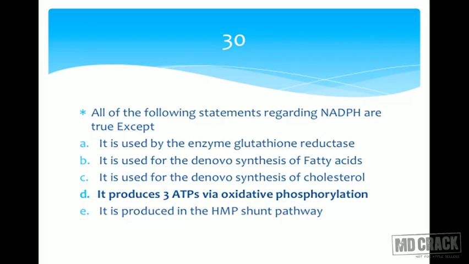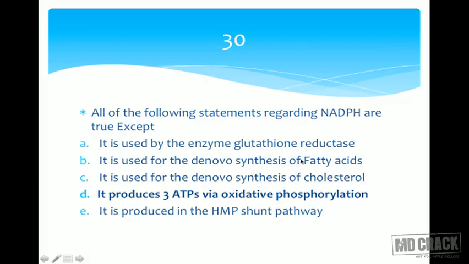NADPH never produces ATP. It is involved in all other things but never produces ATP. It cannot enter the electron transport chain, and definitely not via oxidative phosphorylation, where it is only NADH and FADH2 which enter the ETC.